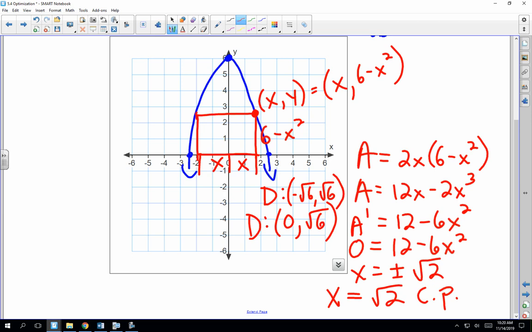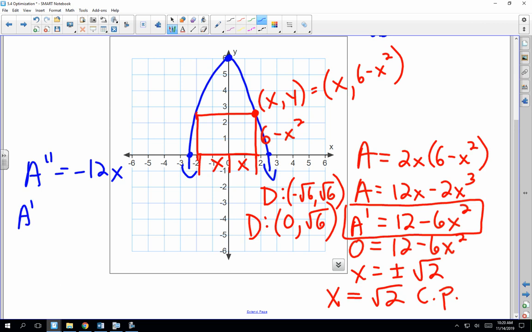And man, it's hard to beat second derivative test here. Here's my first derivative. Let's go ahead and take that and get the second derivative over here. So A double prime is equal to negative 12x. So A double prime of root 2 is equal to negative 12 times root 2, or negative 12 root 2. It's a negative number.